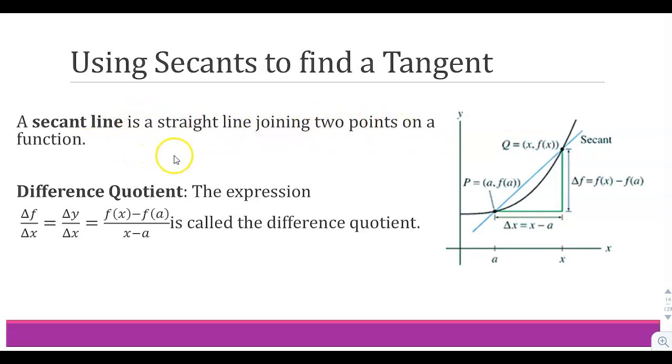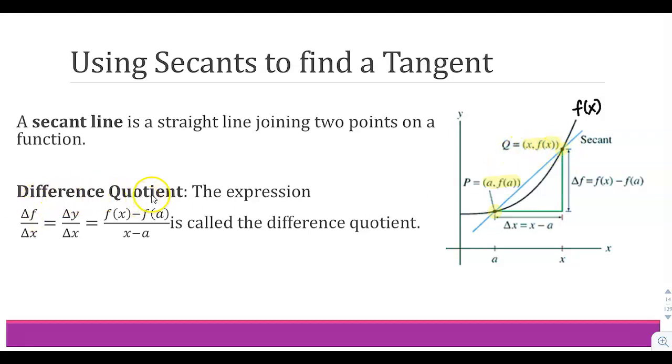So what we're going to go ahead and do is take a look at an example of this over here. Here I have a function f of x, and I have 2 points on that function, which are labeled over here as a, f of a and x, f of x. And that line that connects those 2 points is my secant line, so it goes through 2 points on a function.